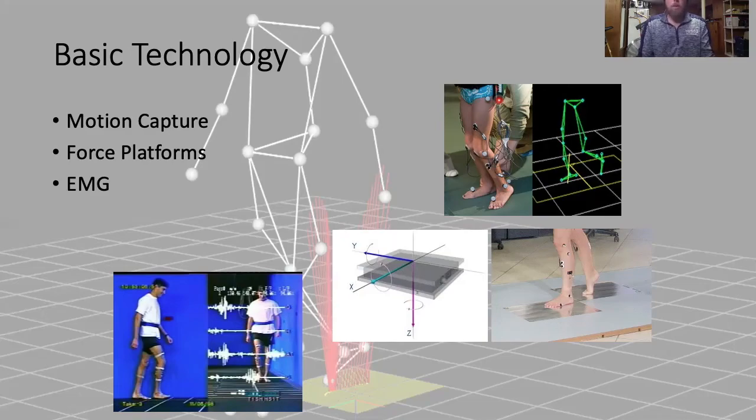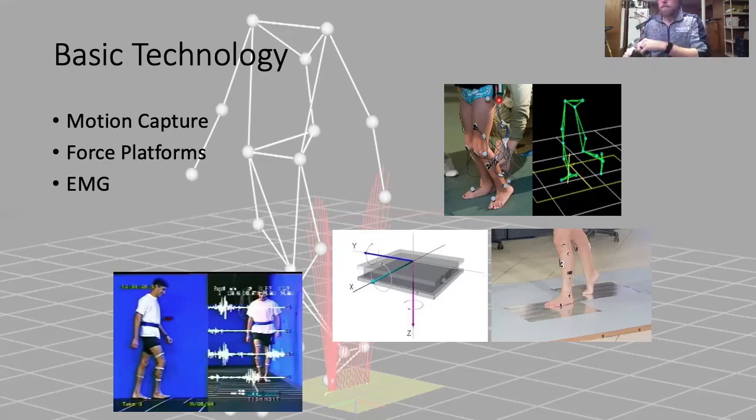Motion capture is what we've been doing with Kenovia. You can use one camera or a series of cameras to watch how specific joints move and gather kinematic data, right? So motion capture is all about kinematic data.